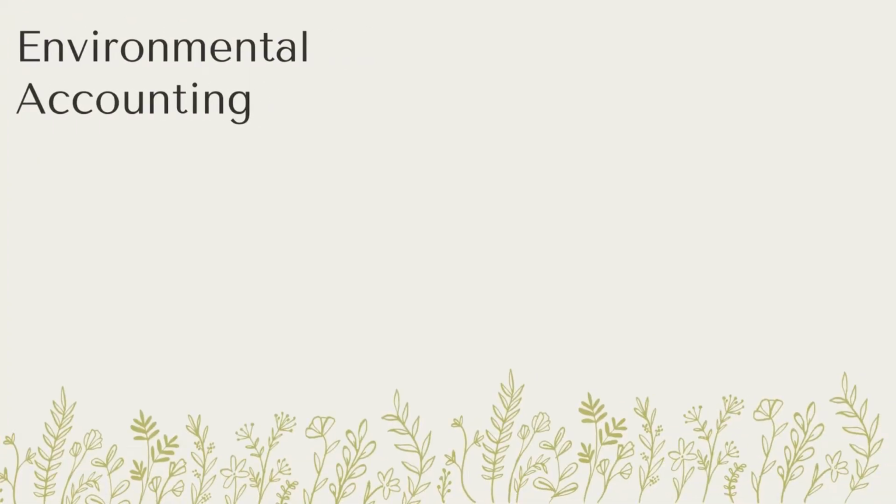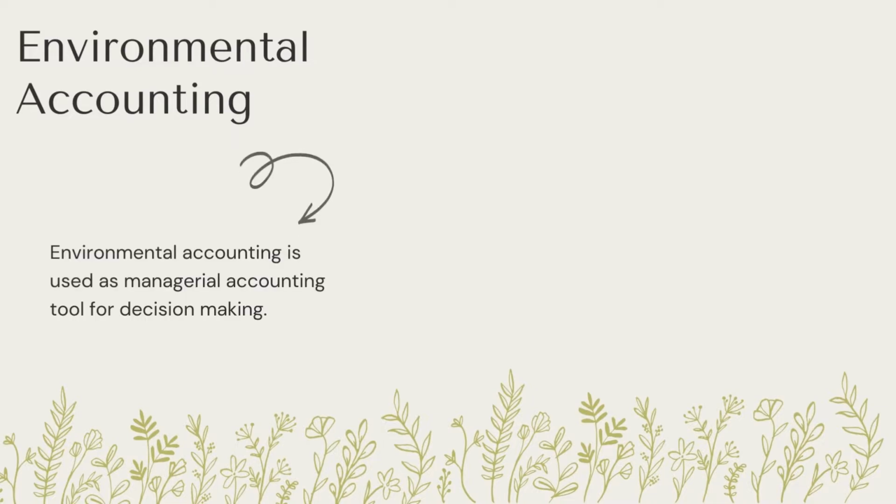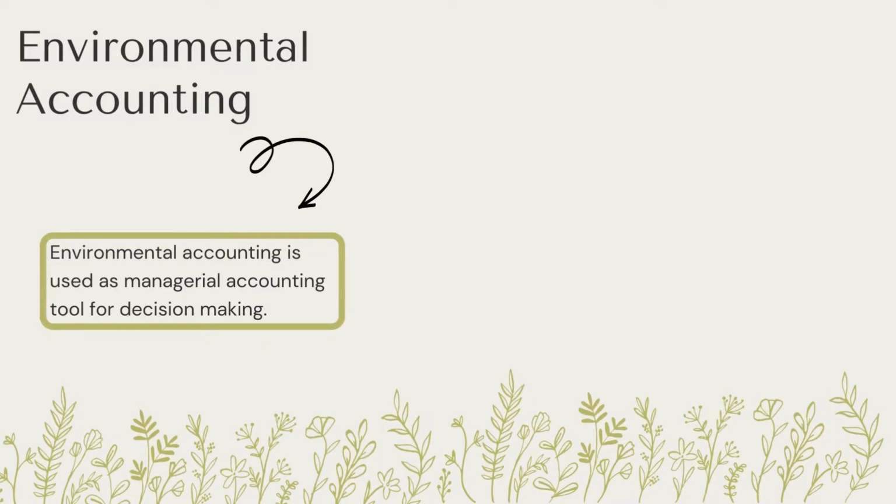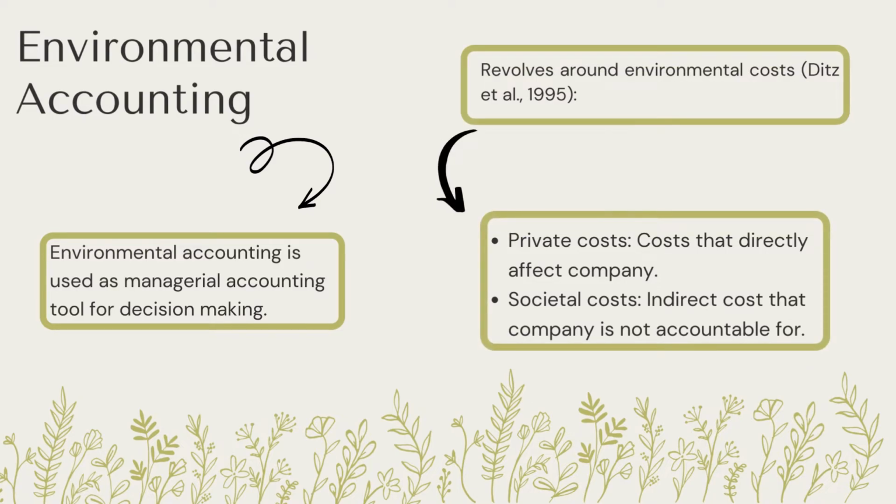Okay, now let's move on to environmental accounting. Environmental accounting has many meanings and uses. However, for this topic, it means the application of environmental accounting as a managerial accounting tool for internal business decisions. Moreover, environmental accounting revolves around environmental costs, which can mean private costs that refer solely to costs that directly impact a company's bottom line, or societal costs that encompass the cost to individual society and the environment for which a company is not held accountable for.